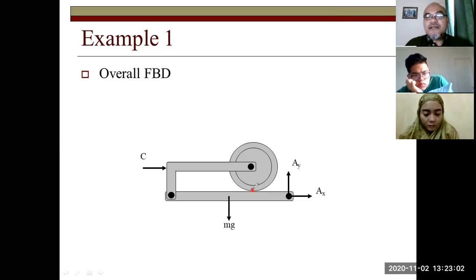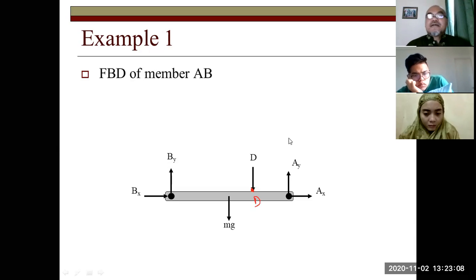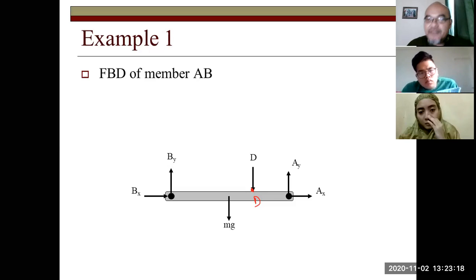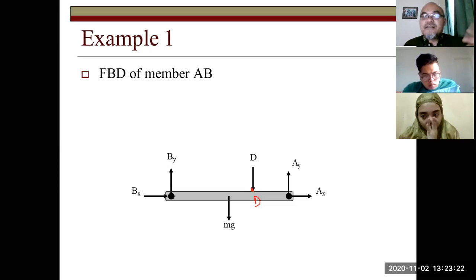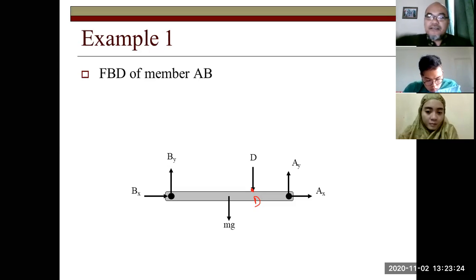So this is point D. Okay. So AB will feel like that wheel D is pushing towards it. Well, you can also draw the reaction force upward actually, but later if you find the value negative, you know that the reaction force is pointing downward. It is based on our assumption.